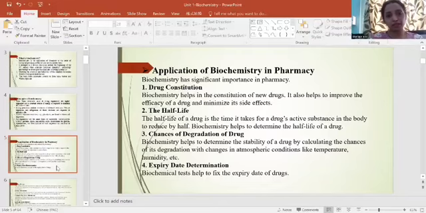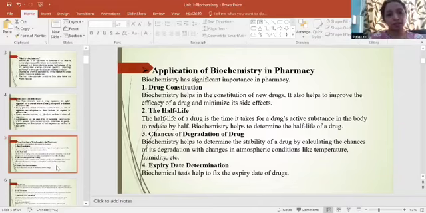The second one is half-life. The half-life of a drug is the time it takes for the active substance of the drug in the body to reduce by half. It means the drug half-life depends on how much time it takes to degrade by half. Biochemistry helps to determine the half-life of the drug.